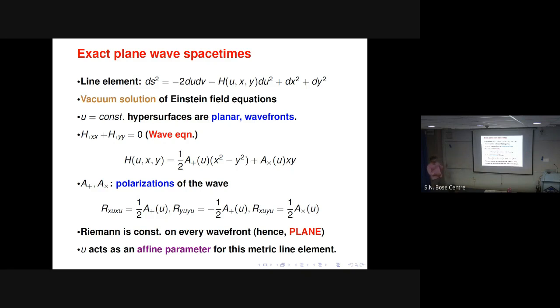So now, why is this called plane? The reasoning behind this is, if you construct the Riemann tensor, you find that the Riemann tensor only depends on this u coordinate. And since, if you construct any wavefront, that is a u constant hypersurface, this Riemann tensor is constant on every wavefront, and hence the name plane wave. And this coordinate u acts as an affine parameter for this metric line element, which is a piece of information helpful when we discuss future exercises.